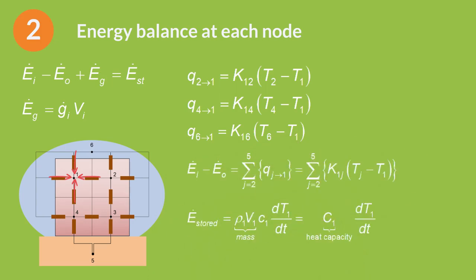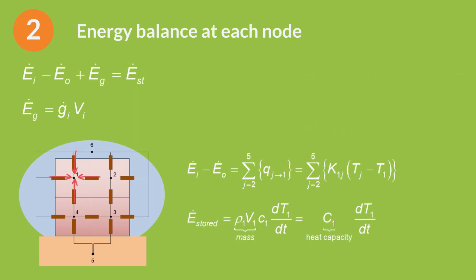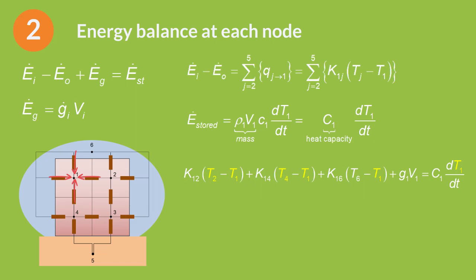The energy stored within the volume of domain 1, assuming there is no phase change, will be the heat capacity times the derivative of temperature with time. The heat capacity can be calculated, for each domain, as the product of the density times the volume, times the specific heat. Adding the different components of the energy balance per unit time in domain 1, the equation of energy conservation in node 1 is obtained.